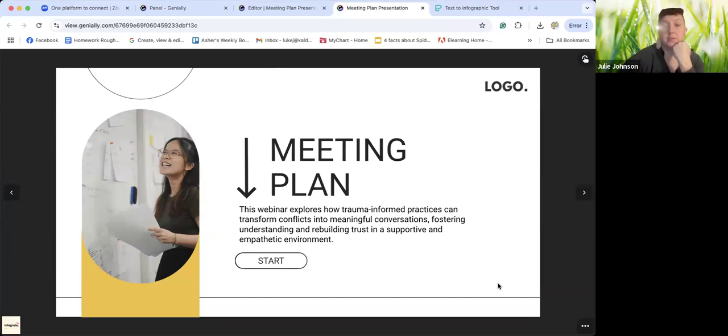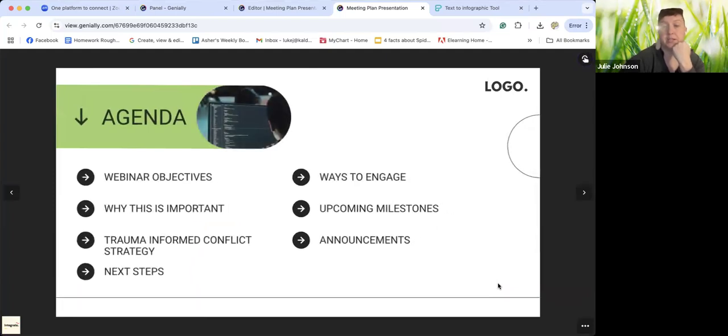So here's what we're going to be talking about. Here are our objectives and our agenda. We're going to talk about why this is important. We're going to go through the trauma-informed conflict strategy and the next steps for you to deepen your skills in this work. And then ways you can engage with Integrate Trauma-Informed Network.